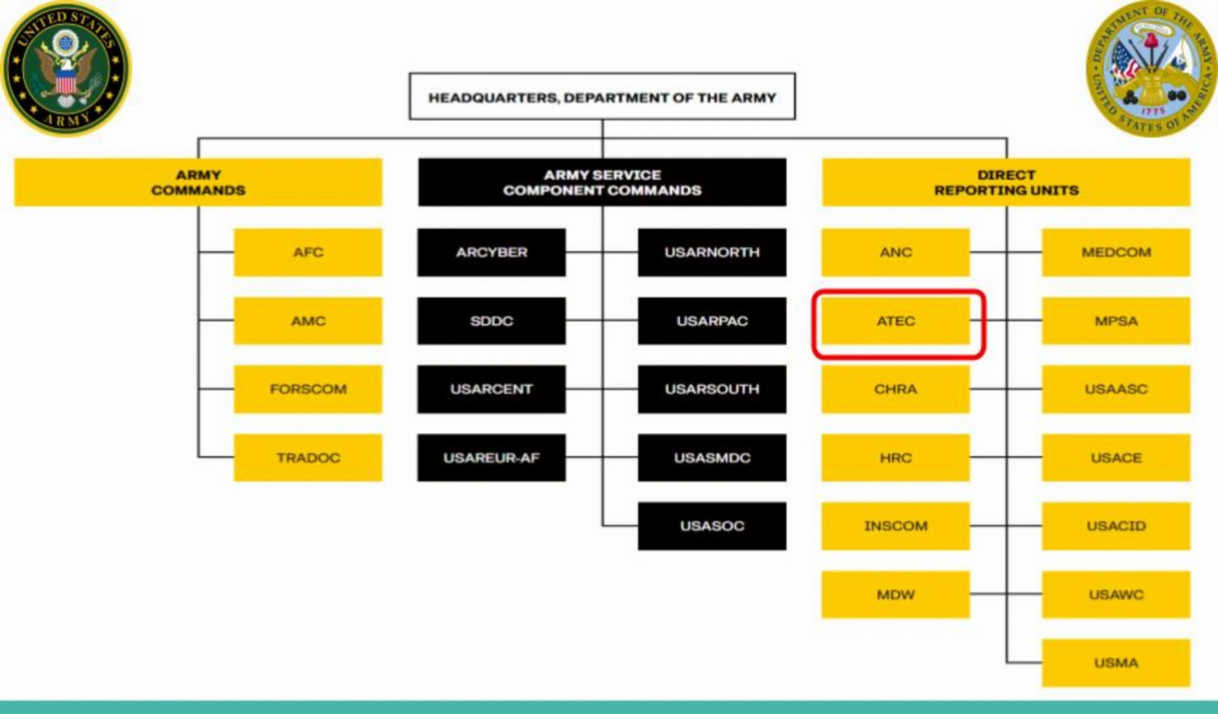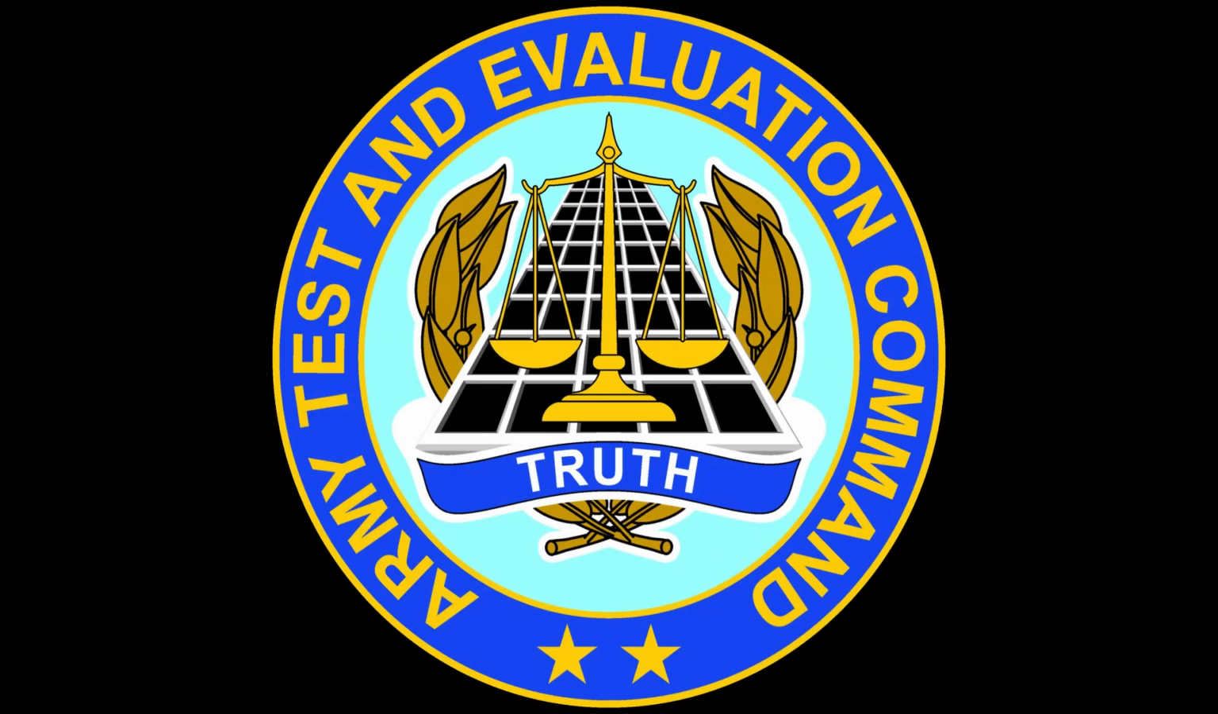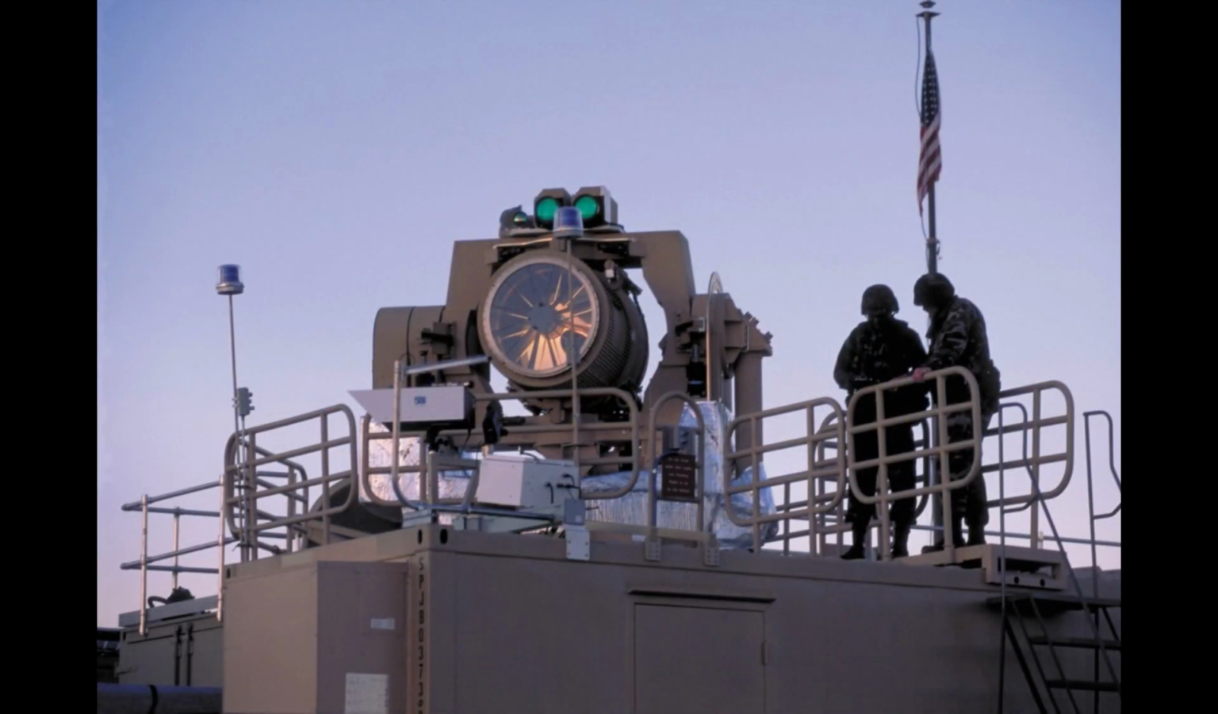Army Test and Evaluation Command, or ATEC, is the next unit. They're located at Aberdeen Proving Ground, Maryland, and they report directly to the Chief of Staff of the Army. ATEC plans, integrates, and conducts experiments, developmental testing, independent operational testing, and independent evaluations and assessments to provide essential information to acquisition decision-makers and commanders.